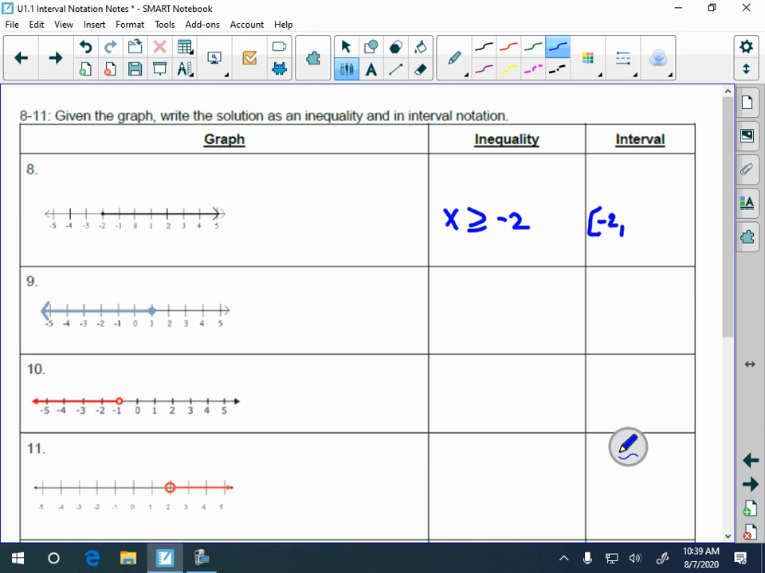And then the interval notation, working left to right, negative 2 comes first. So we're going to say negative 2, and then to the right would be positive infinity, and then use parentheses on the positive infinity.